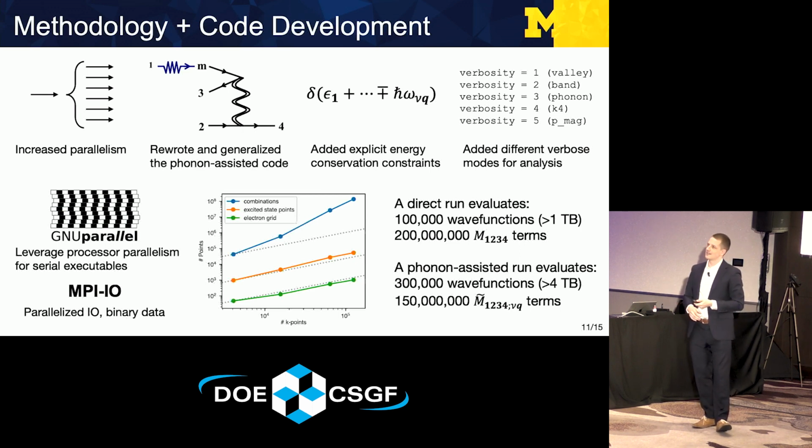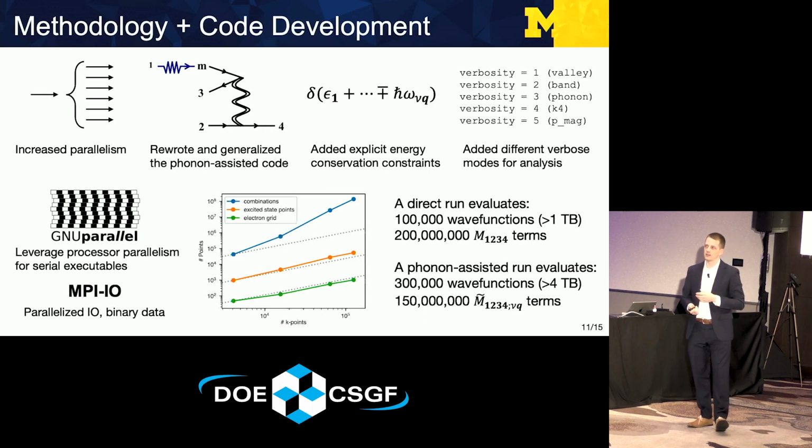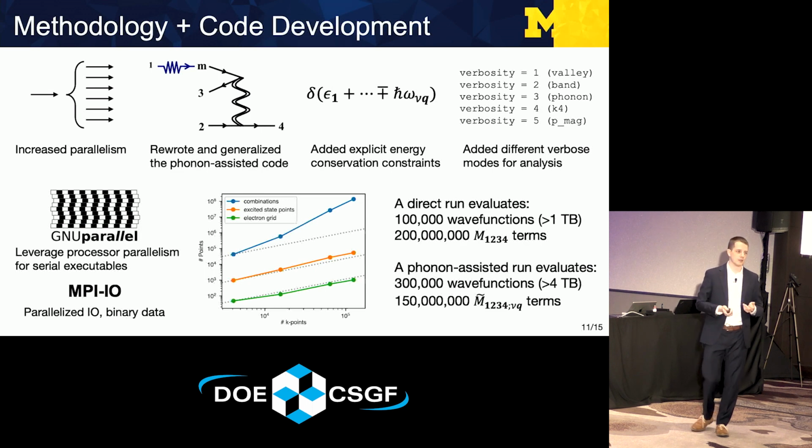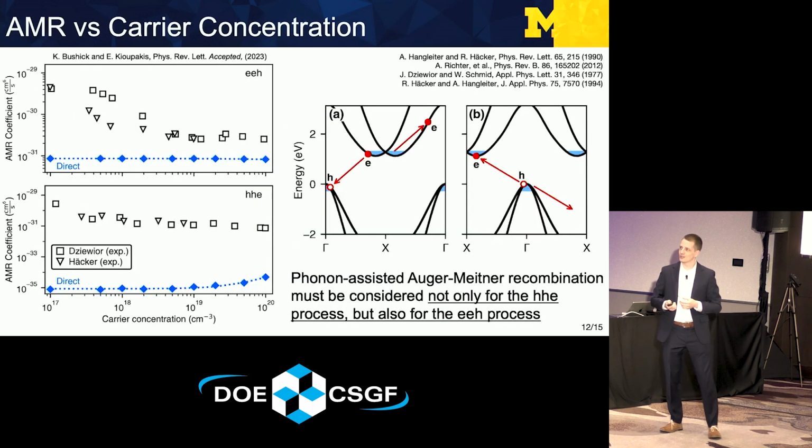Despite that, doing these calculations requires terabytes of data. So we're calculating the wave functions, which represent the electronic structure of this material and are the inputs to calculate these quantum processes, and hundreds of millions of evaluations of the matrix elements which describe that transition. So this is a non-trivial problem to solve, but we're able to do so.